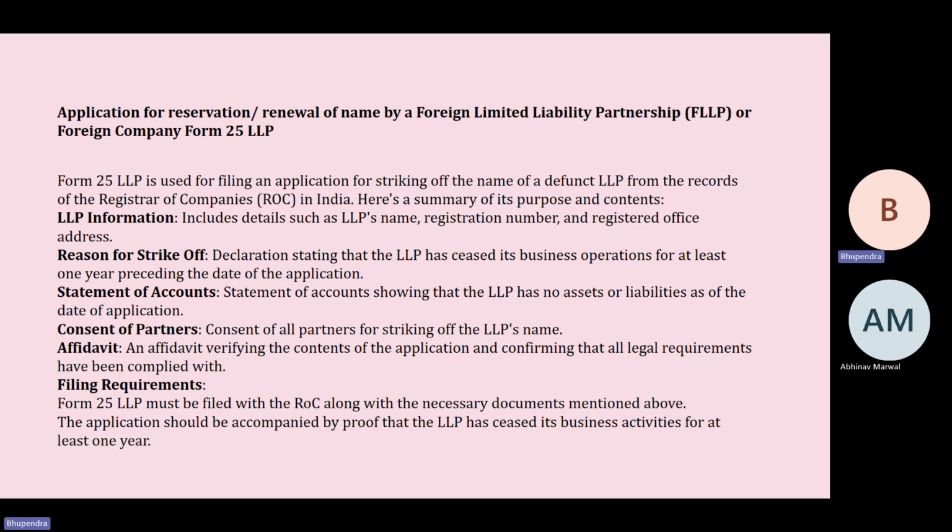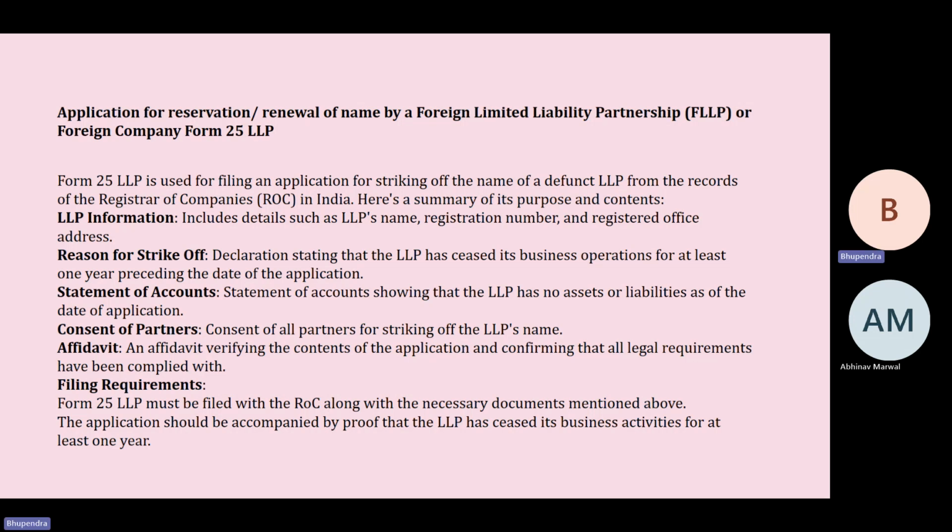What are the contents and the purpose of the Form 25? LLP information includes details such as LLP's name, registration number, and registered office address. Reason for striking off the name from the Registrar of Companies. Declaration stating that the LLP has ceased its business operation for at least 1 year preceding the date of the application. Statement of accounts showing the LLP has no assets or liabilities as of the date of the application.